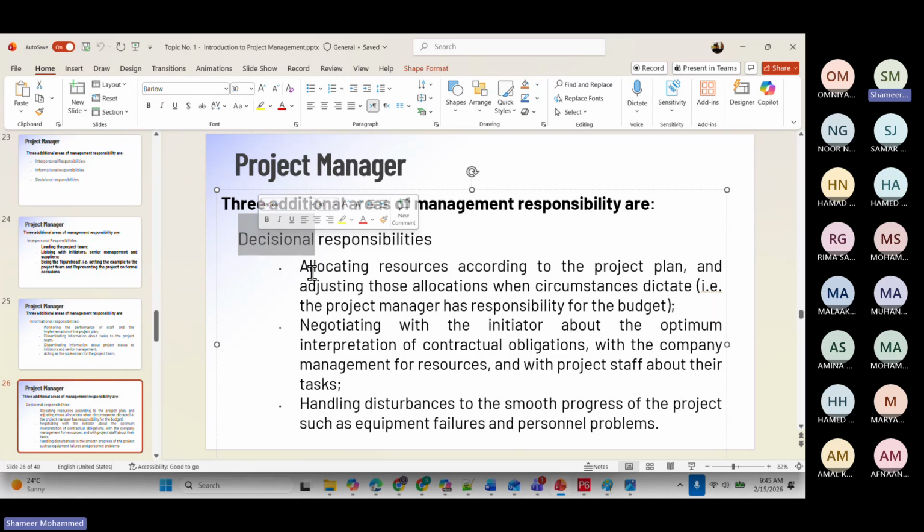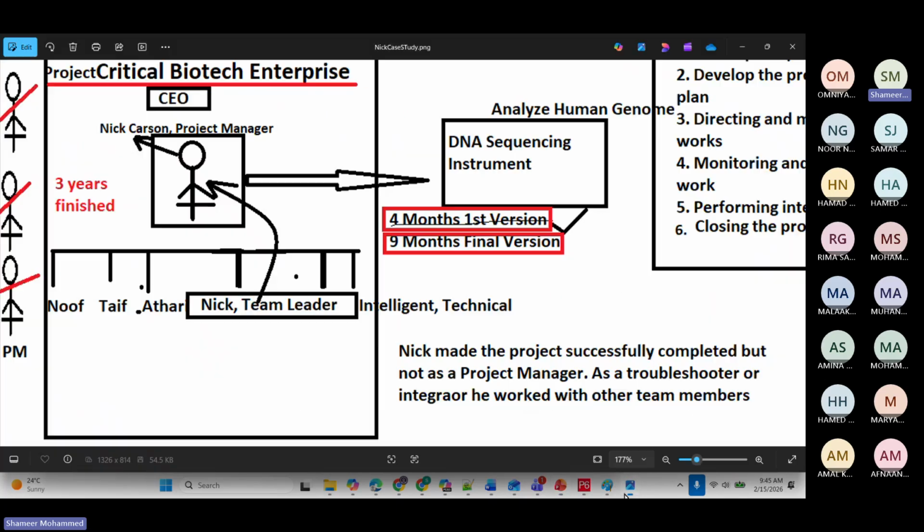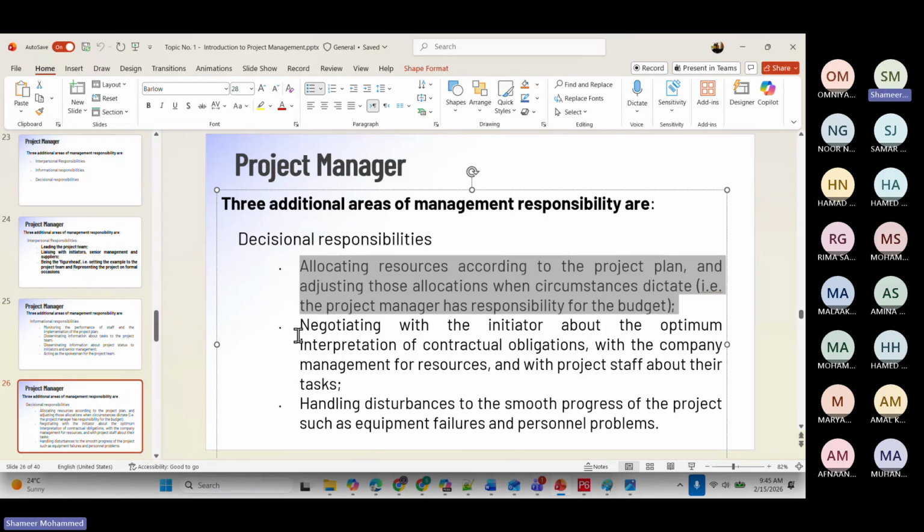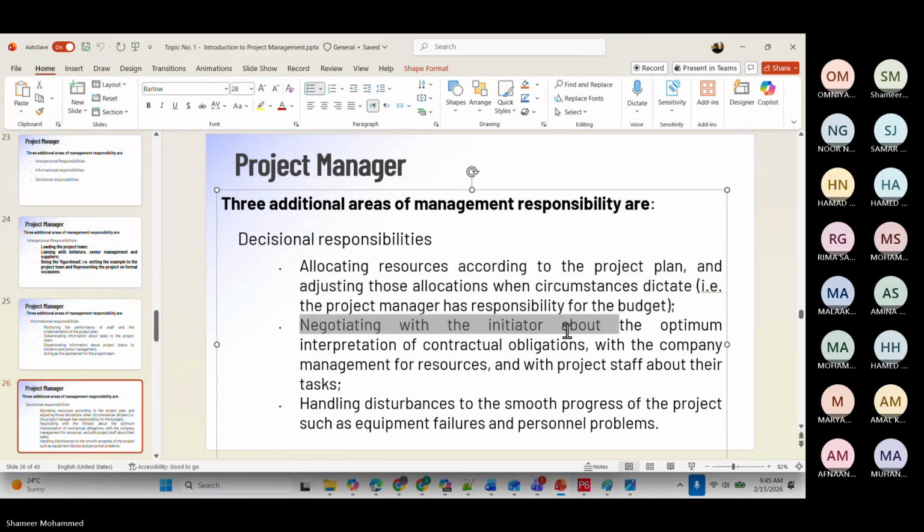The project manager has to decide how many people need to be allocated. Yani, to do this project, biotech DNA sequencing, do you need 1, 2, 3, 4, 5, 6 persons or 2 is enough? Based on the project size, limitations, scope, time, cost, the manager will decide. So you have to allocate the resources properly. Okay, negotiate with the people who are involved in the project, the other stakeholders.